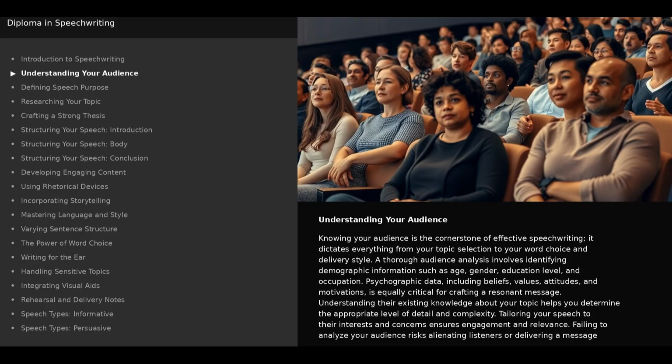Tailoring your speech to their interests and concerns ensures engagement and relevance. Failing to analyze your audience risks alienating listeners or delivering a message that falls flat. Therefore, audience analysis is not merely a preliminary step, but an ongoing consideration throughout the entire writing process.